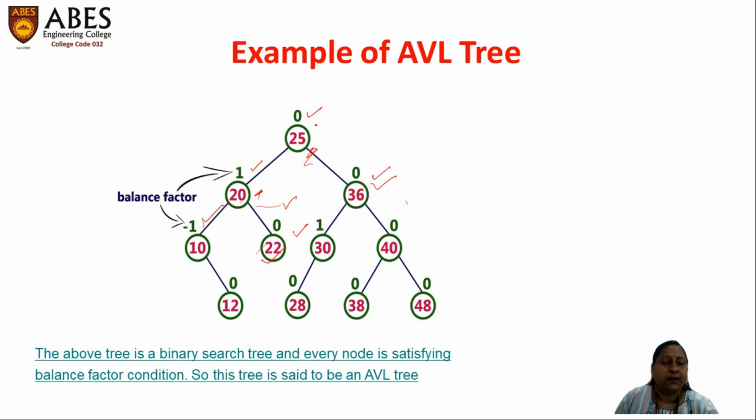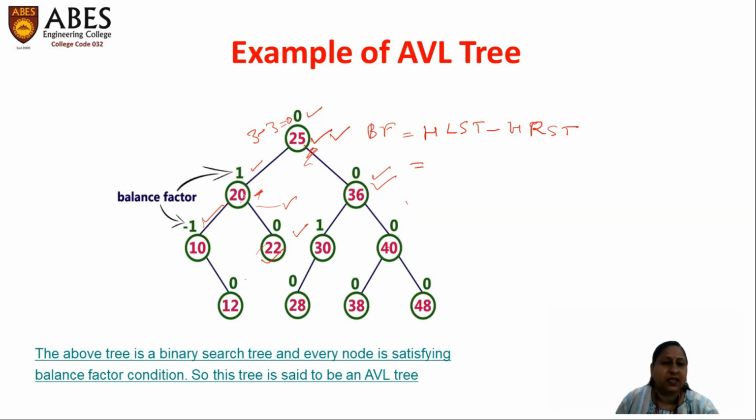Let's see. Now, the formula for the balance factor is what? That I have just told you: the height of the left subtree minus height of the right subtree. Now let's see for this node. Height of the left is 0, 1, 2, 3. That is 3. Height of the right is 0, 1, 2, 3. That is again 3. That is 3 minus 3, which is equal to 0. So the balance factor is 0.